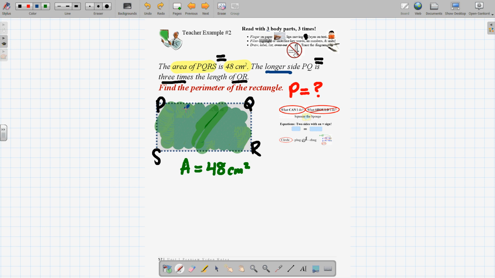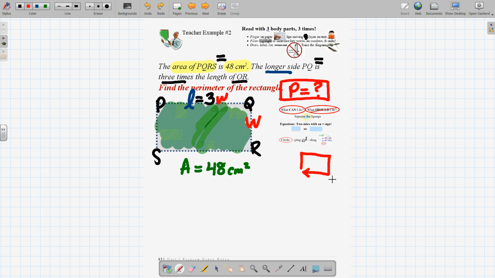The longer side is 3 times the length of QR. So if QR is our width, 3 times, this is going to be 3W. Our goal is to find ultimately the perimeter, which is walking around like that.